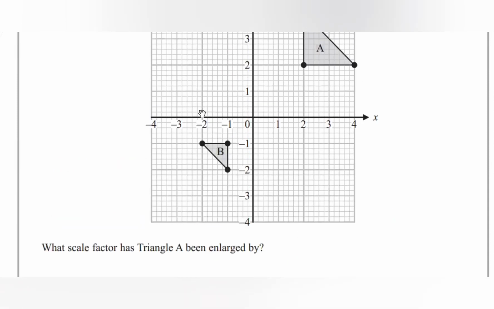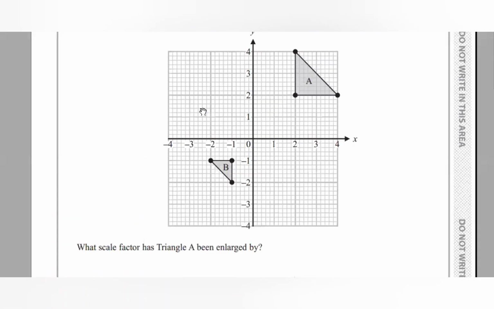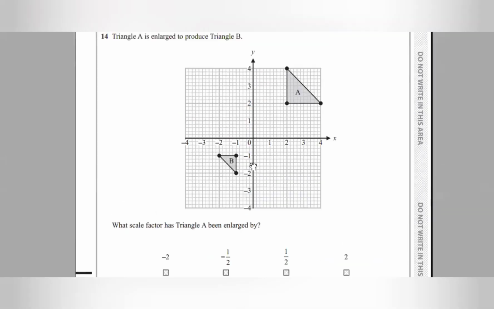Now, when we look at the shape, we notice that A became smaller. Becoming smaller means that the scale factor is a fractional scale factor. It means we are using a fraction. So because we're using a fraction, we're not going to use the -2 and the 2, because the shape became smaller. That's the first thing. Now, smaller by how?